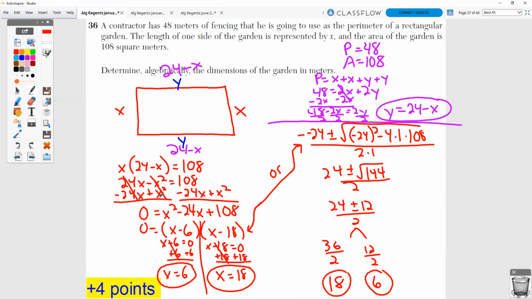So I'm going to do minus 24x and minus x squared. I get this trinomial. This is where you have your choice. You could either do reverse FOIL: what times what is 108 that adds up to -24, or use the quadratic formula.